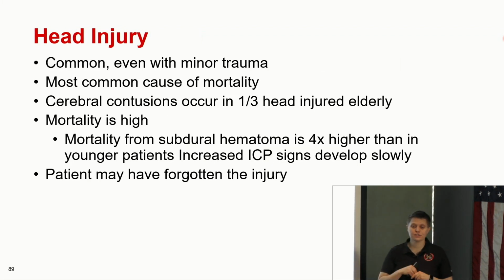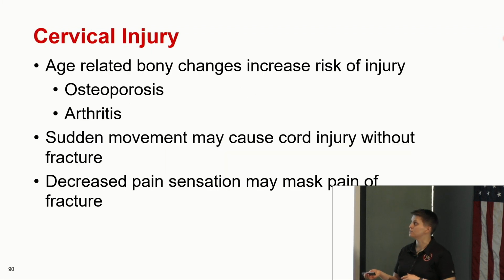So let's go through a couple of different systems. So starting with head injury. Head injury is common, again, even with what might be perceived as minor trauma in any other patient. It is the most common cause of mortality. There is cerebral contusion in a third of elderly individuals who have a head injury, which I think is really rather remarkable. And mortality is really quite high. And realize that the patient might have some amnesia to the event. They may have lost consciousness and may have actually forgotten the details of the injury.